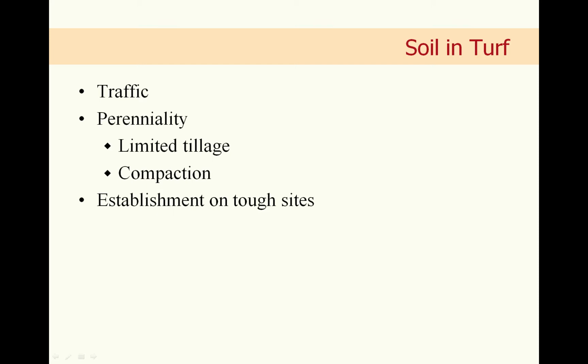In addition, the perenniality of turfgrasses means that, unlike in an agronomic situation, where you might be able to regularly till the soil to reduce compaction and improve soil health, we can't do that in turf. So we have cultivation methods that we'll talk about later in the semester. However, tillage options are really quite limited, and this can also lead to more compaction.